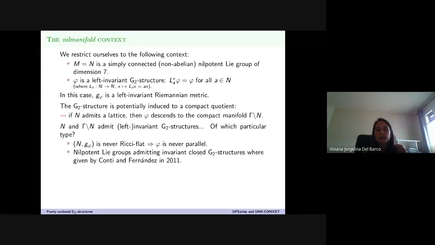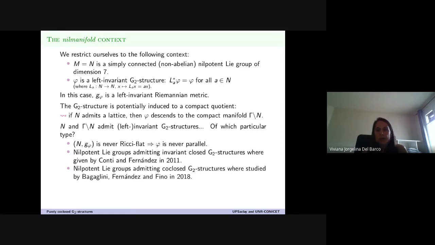Nilpotent groups admitting invariant closed G2 structures were studied by Conti and Fernandez in 2011. Actually, the first example, as far as I've heard, of a compact manifold admitting a coclosed non-parallel G2 structure was made by Fernandez in one of these nilmanifolds. But okay, closed only manifolds are already classified. That means the Lie algebras admitting at least one closed G2 structure.